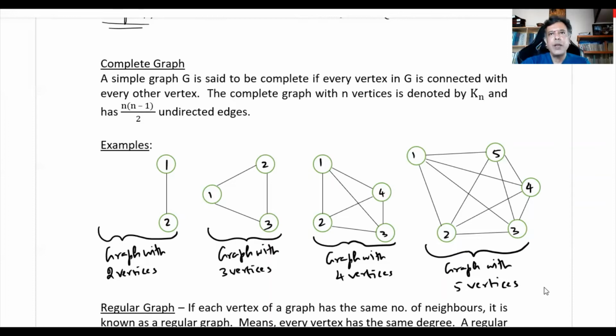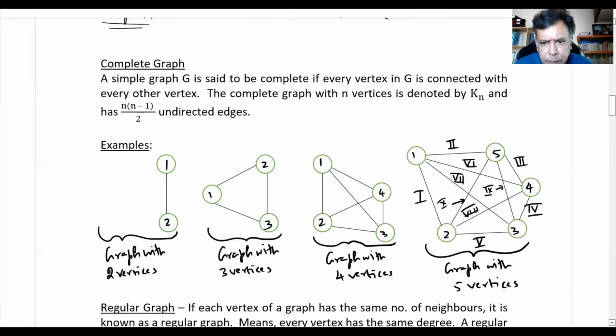5C2 means it is 5 into 4 by 2, which is 10 edges. We have 10 edges here. 1, 2. I will just denote it by Roman letter. 1, 2. This is 3. This is 4. This is 5th edge. This is 6th edge. This is 7th edge. This is our 8th edge. This is this one. This is our 9th edge. And this one is our 10th edge. So we have 10 edges in that accordingly.